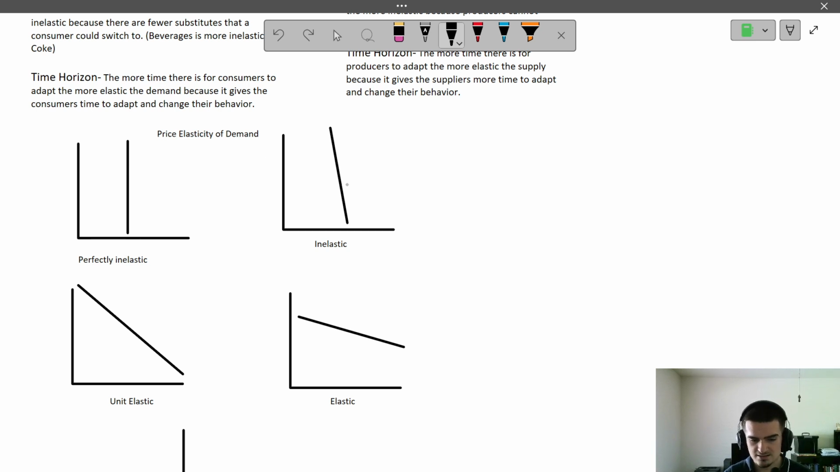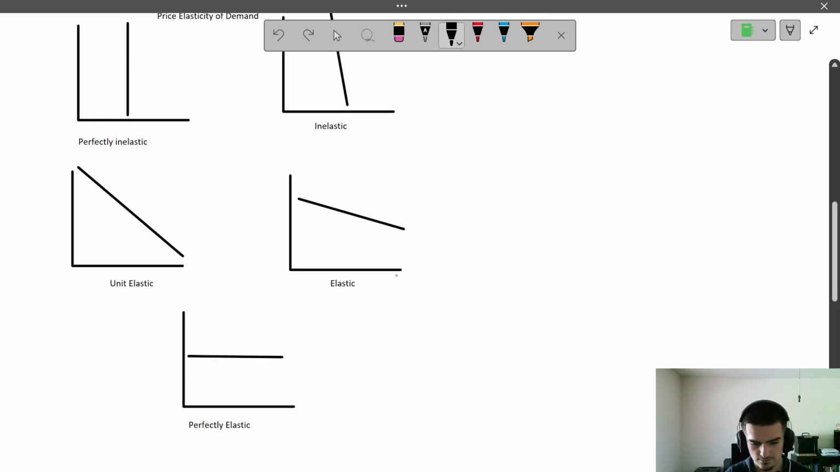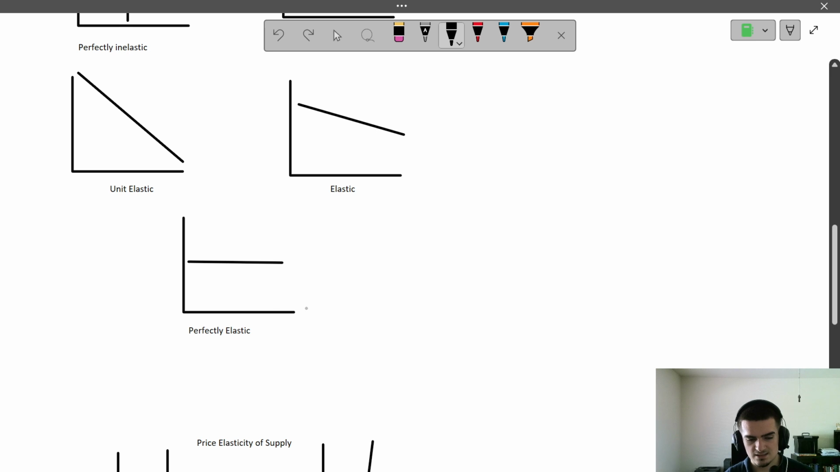Inelastic, it's steeply downward sloping. For unitary elastic, you can see that there's this 1-to-1 ratio, right? Here you can see that price and quantity are about the same. Elastic is a bit flatter, a less steep demand curve. You can see that if we decreased price from here to here, a whole lot of quantity increases. Next is perfectly elastic, where it's a flat line.